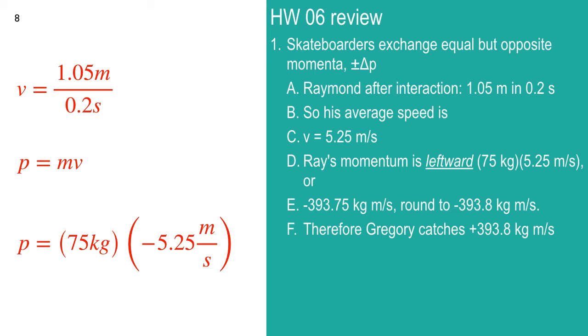So Angelica just said, "Dr. B, I multiplied 75 by 5.25, then by 1.05, then divided by the time." Yeah, that's basically what I did. I just did it in a different order. I did the distance divided by time first, but you did mass times distance divided by time, so that's cool.